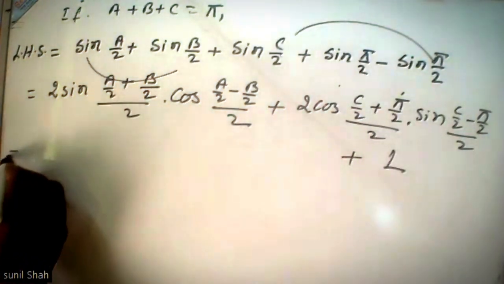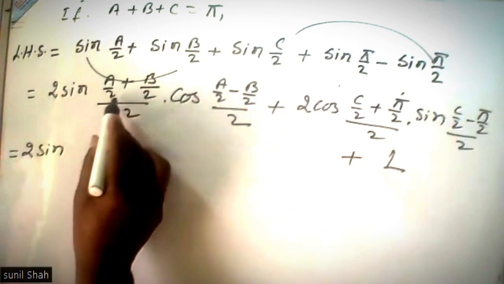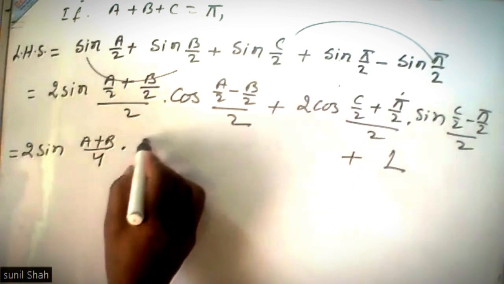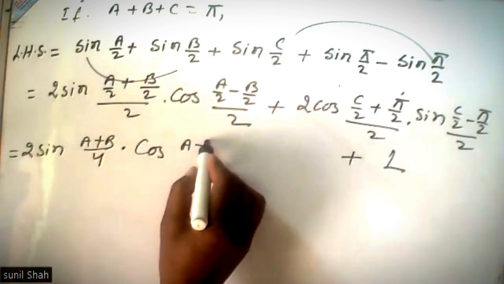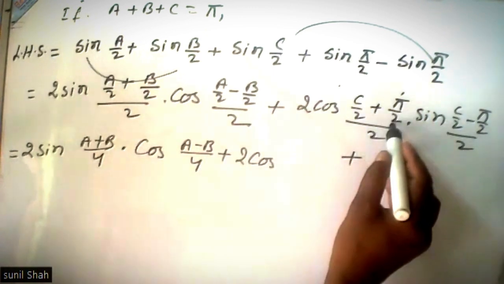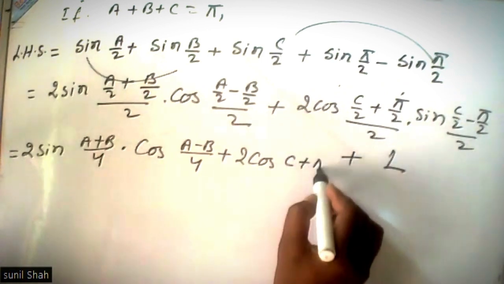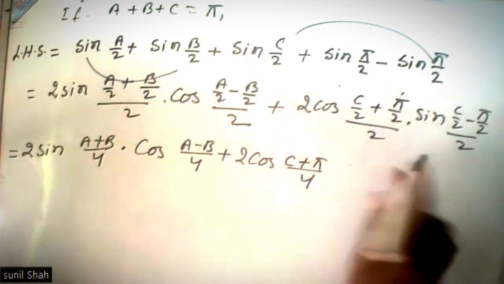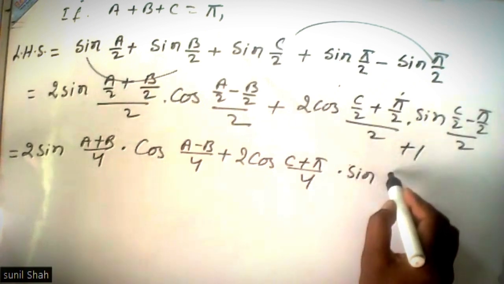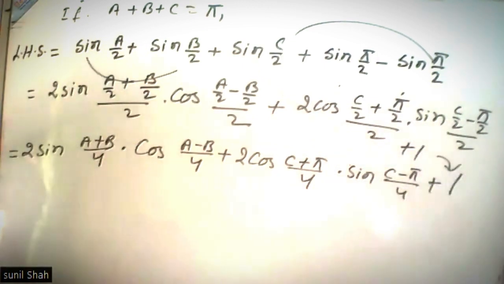Now simplify this. 2 sine (A+B)/2, 2 is taken as LCM, so 2 goes down. So this will be (A+B)/4 into cos (A-B)/4 plus 2 cos (pi/2 + C/2). This becomes sine (C/2 + pi/4) plus 1, and this becomes sine (C/2 - pi/4) plus 1. 1 goes this side.